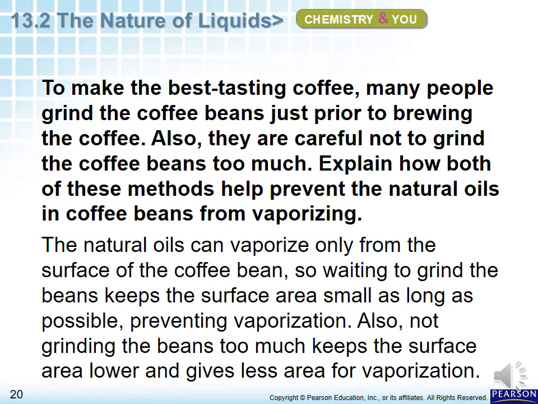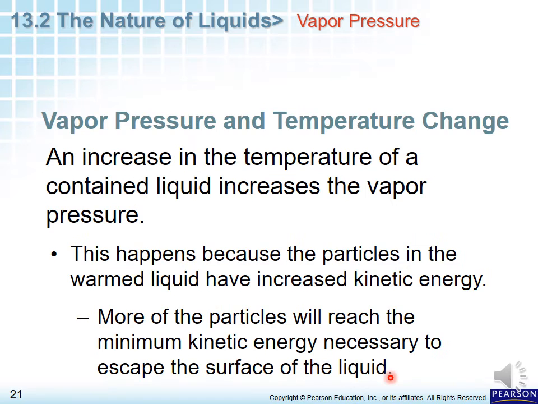Remember, many times in class we discussed that if there is a big particle, it means less surface area. If you break it into small pieces or small particles, it has a large surface area. So now, vapor pressure and temperature change.